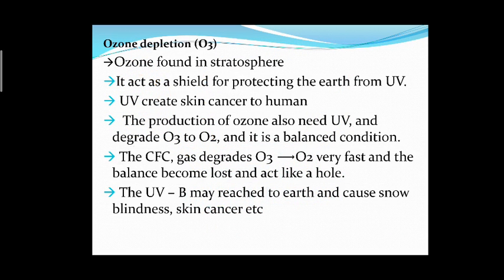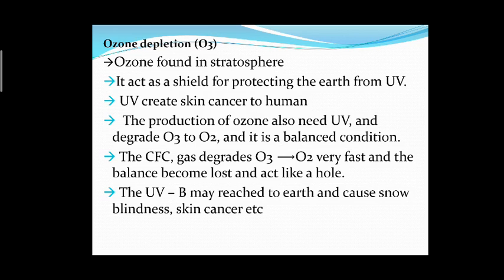Then ozone depletion. Ozone means O3. Ozone means to produce smell. Ozone is seen in the stratosphere. It acts as a shield for protecting the Earth from UV, that means ultraviolet. All the radiations are emitted from the sun, like infrared, ultraviolet, visible, gamma, X-ray, etc. All these ultraviolet cause skin cancer and snow blindness.